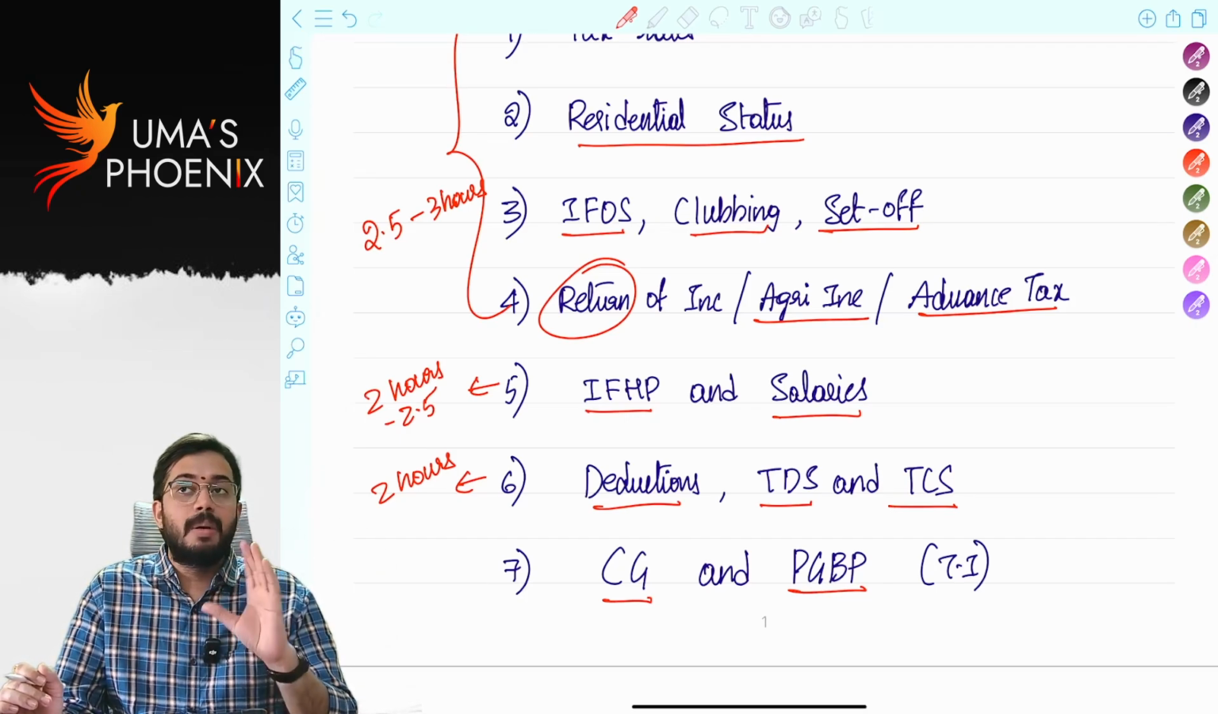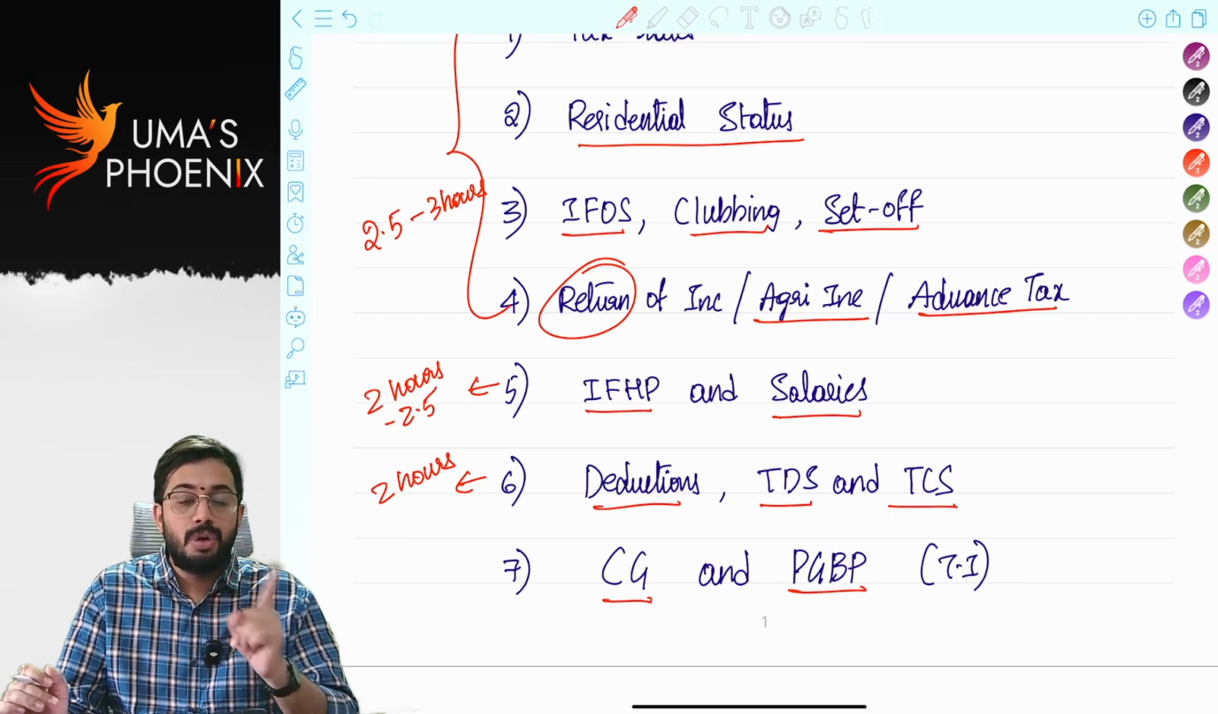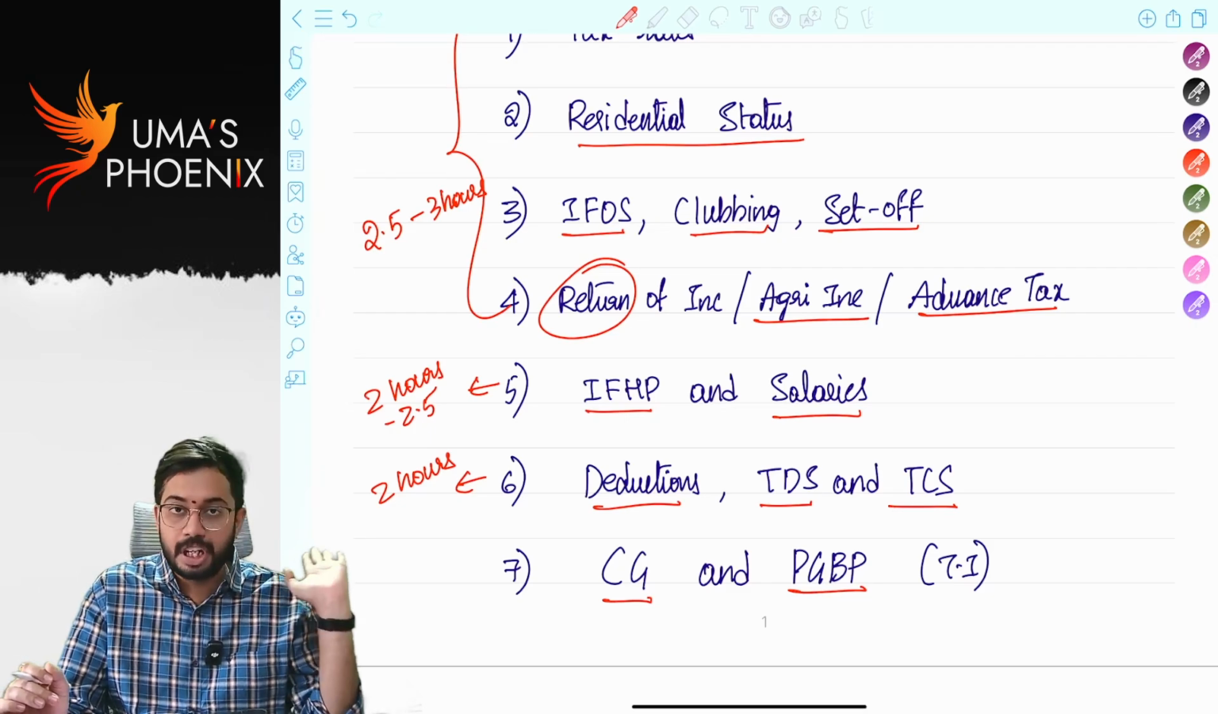Capital gains also, major amendments came in Finance Act number 2 of 2024. High chances capital gains will be tested in the examination. Please don't leave capital gains. Please prepare amendments also, especially after 23rd July 2024. Indexation benefit was not available. On that, I am expecting a question tomorrow.